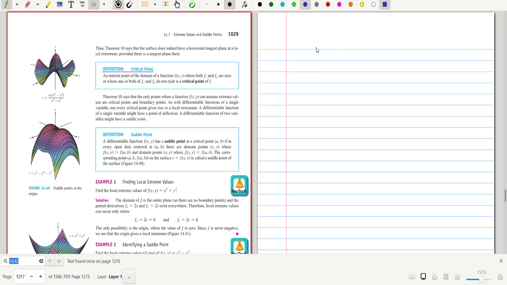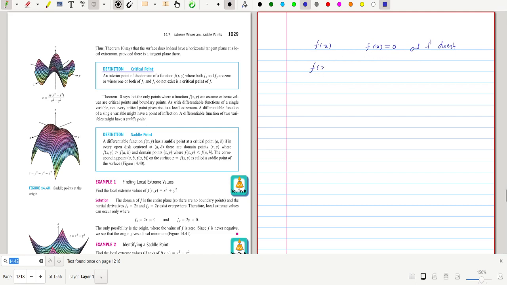In the case of a one variable function, the critical points are obtained by equating f dash x equal to 0 or where f dash does not exist. This will characterize or classify the critical points of a one variable function. In a similar manner, we will define the critical points of f of x y.